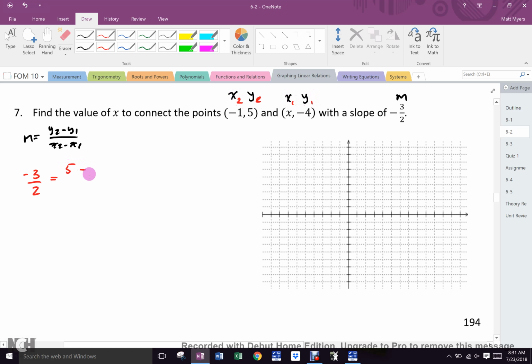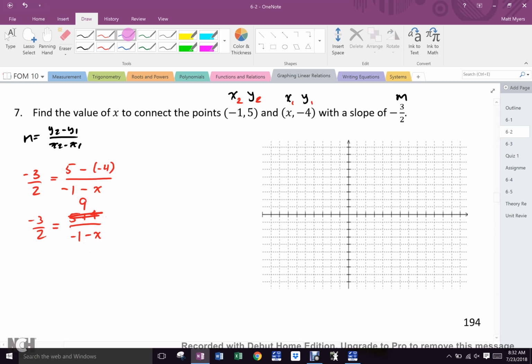So, y2 is what? 5 minus, what's y1? Negative 4 over, what's x2? Negative 1 minus x. Now all we do is simplify. What should this really be instead of minus 4? Negative 3 over 2 equals 5 plus 4 over negative 1 minus x. Oops, I forgot the minus sign. 5 plus 4 is what? 9. So this is really 9, right?